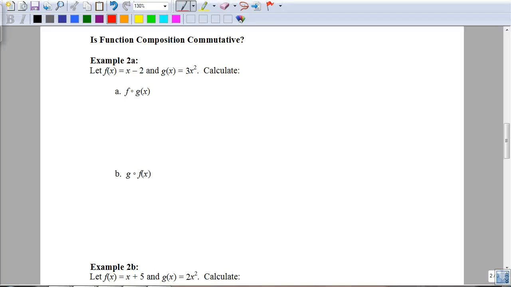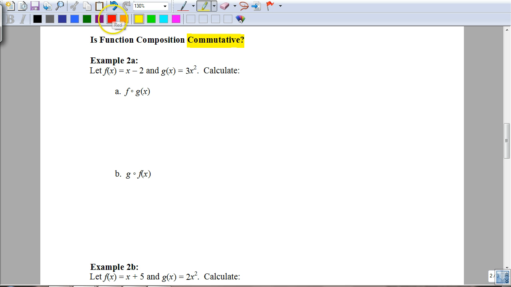For this last video, for lesson 8.1, we're going to look at two examples further dealing with composition of functions. The next example we're going to look at asks us to determine if a function composition is commutative. Well, let's go back and define commutative to begin with.